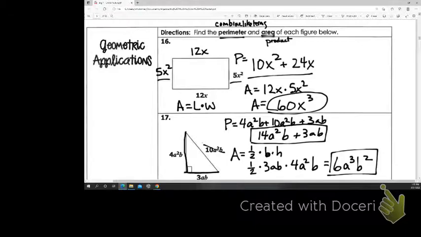For 18, that triangle is an equilateral triangle, which means all of the sides are the same. And that means that that inside part is the height. We do not use that inside dotted line for perimeter. We only use it to help us find the area.